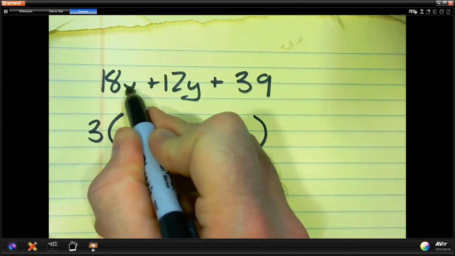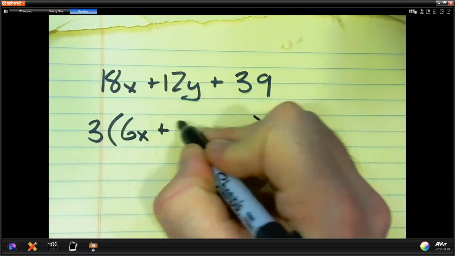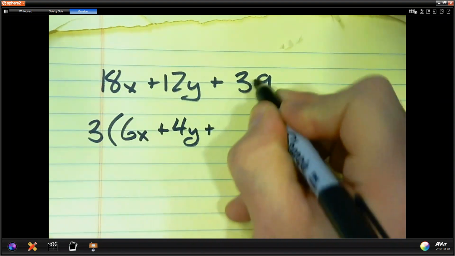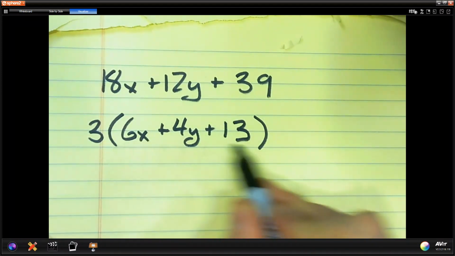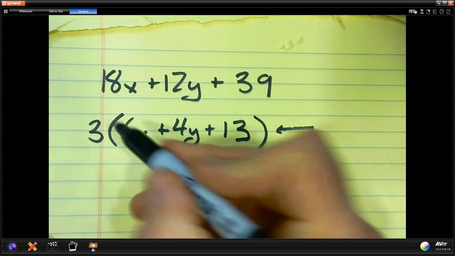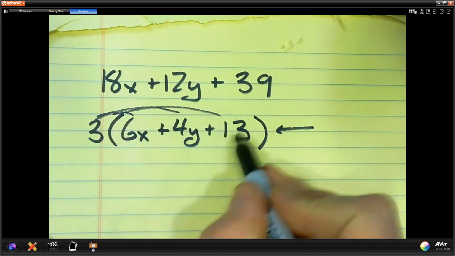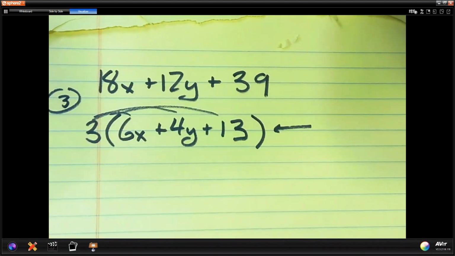So 18 divided by 3 is 6. That's our x value. 12 divided by 3 is 4, that's y, and 39 divided by 3 would be 13. And we notice 13 is a prime number, so it means we can't go any farther than this. So our simplified factored expression is 3 times the quantity 6x plus 4y plus 13. And again, we could multiply these back in, and we do get the same solution if we do that. And this is number 3.